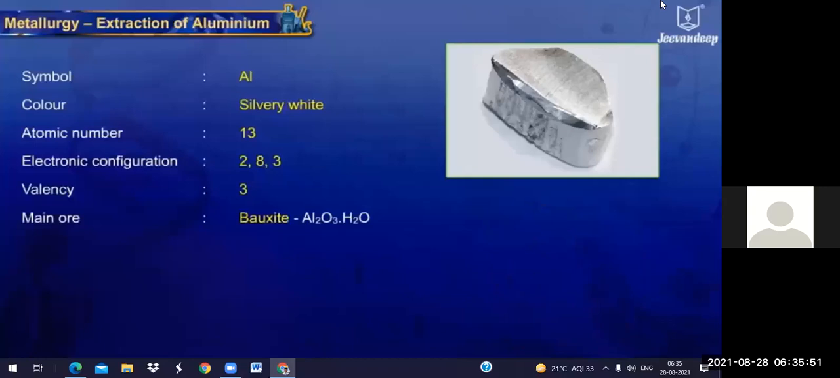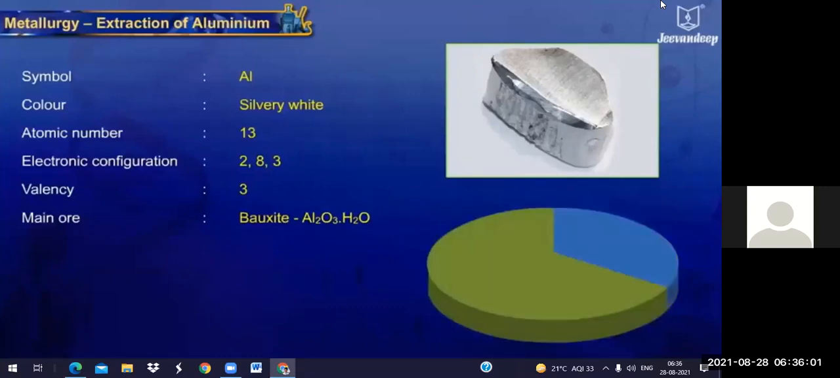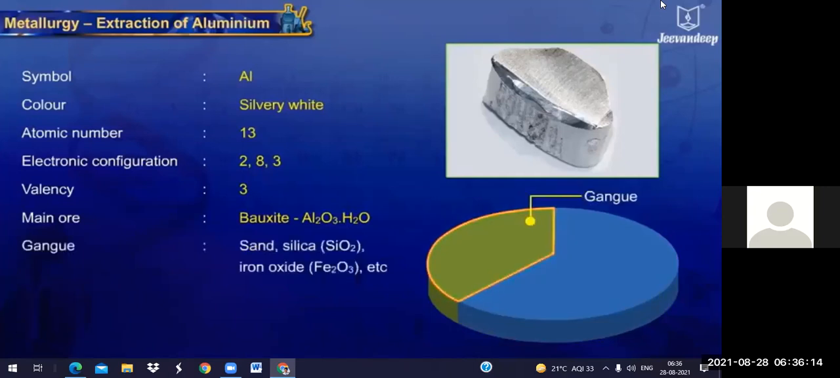The main ore of aluminium is bauxite, Al2O3.H2O, which contains approximately 30% to 70% Al2O3, that is alumina. The remaining portion is made up of gangue, consisting of sand, silica, that is SiO2, iron oxide, that is Fe2O3, etc.